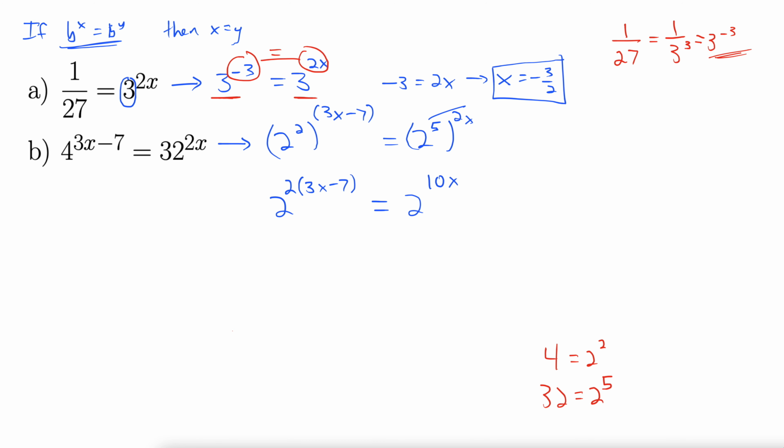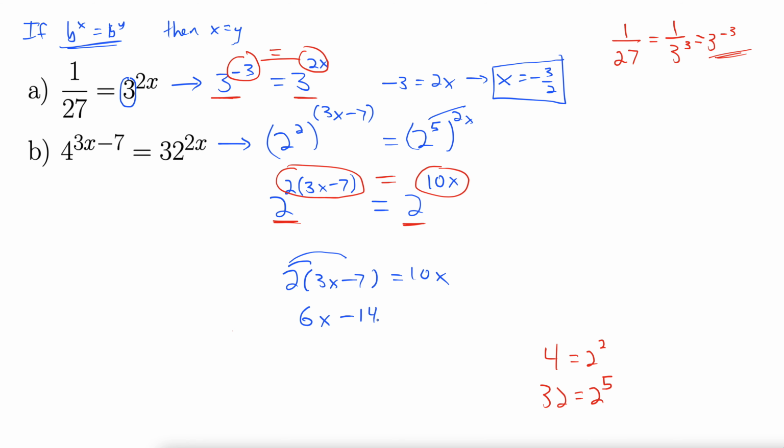Because now the bases are the same, 2 and 2, so we can just peel off these exponents and set those equal and forget all about the bases. Okay, so let's do that. So just focusing on the exponents, we have 2 times 3x minus 7 equals 10x. Now we just want to solve this for x. So let's go ahead and distribute this 2 through and see what happens. 6x minus 14 equals 10x. I'm going to subtract 6x from both sides.